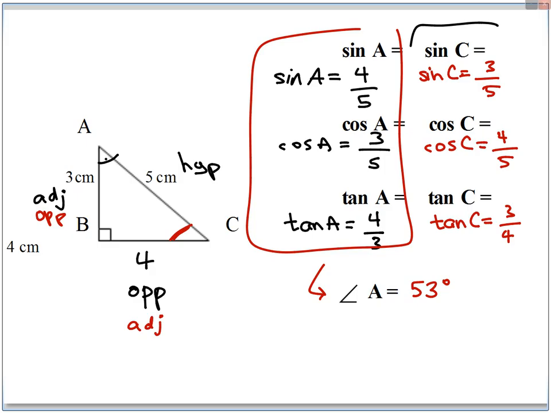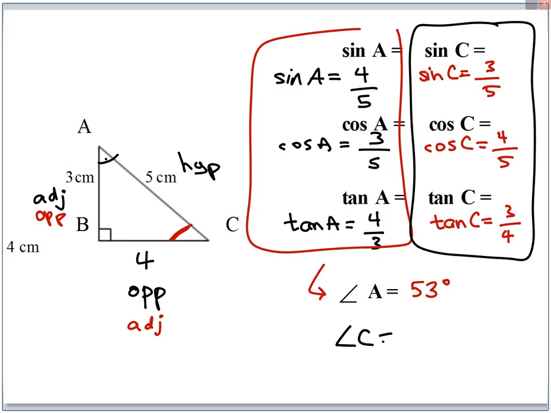Now for C, pick any one of these. I'll use tangent just for fun. Yeah, you could subtract from 90, right? Yes, you could. So I'll just use inverse tangent, bracket, 3 divided by 4, close bracket. I got, after rounding, 37. And what do you know these two add up to? They add to 90. Okay, good.